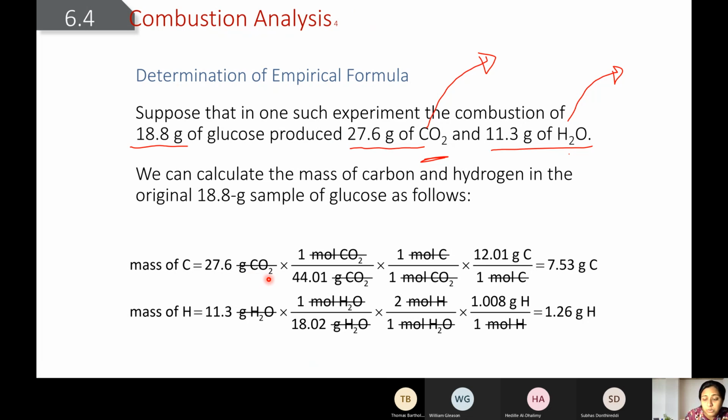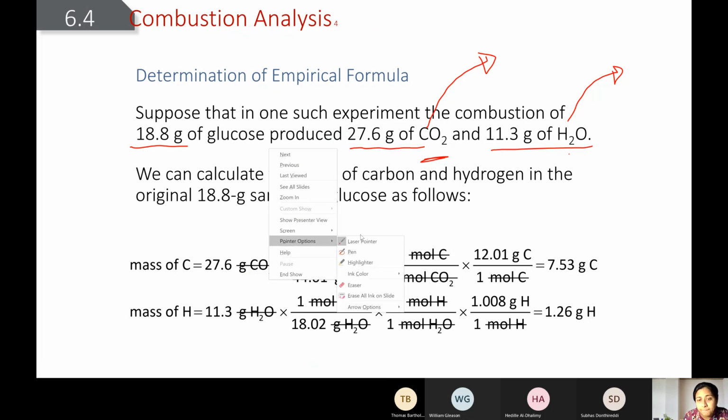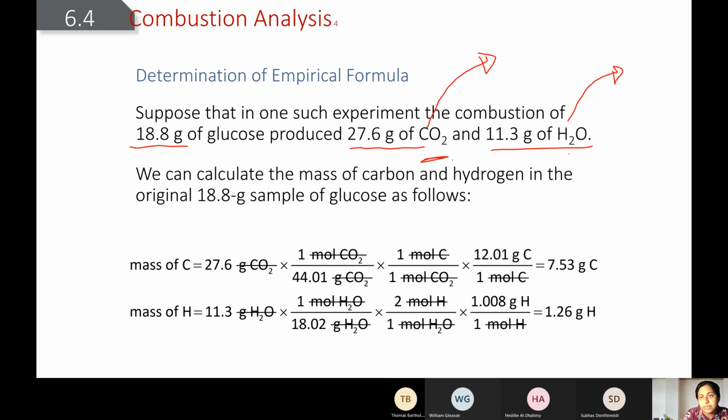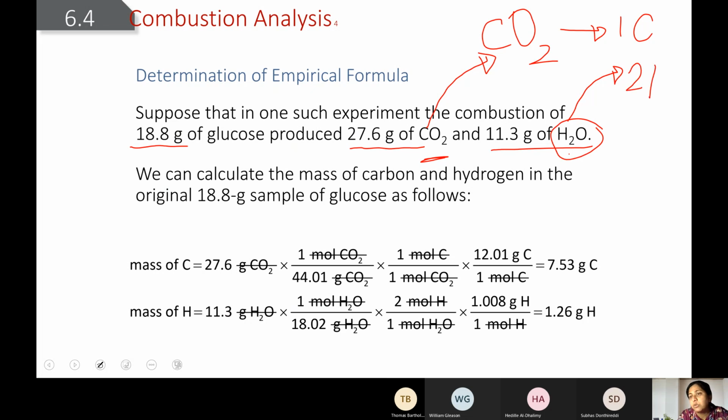And when you look at the carbon dioxide, in 1 mole of carbon dioxide, how many moles of carbon? Yes, 1 carbon. If you look at 1 mole of water, how many moles of hydrogen are there? Yes, there are 2 moles of hydrogen. We need that relationship to calculate the masses of carbon and hydrogen. So we start with the mass of the carbon dioxide.